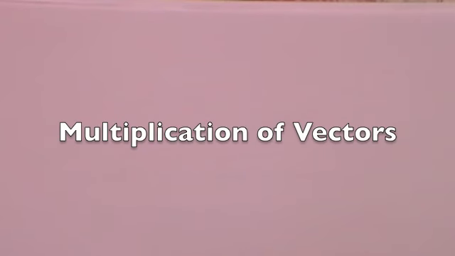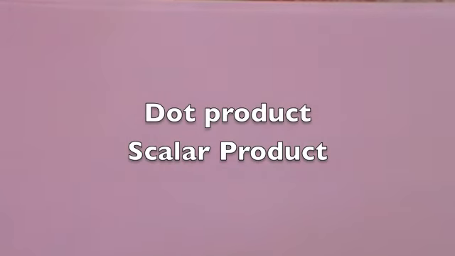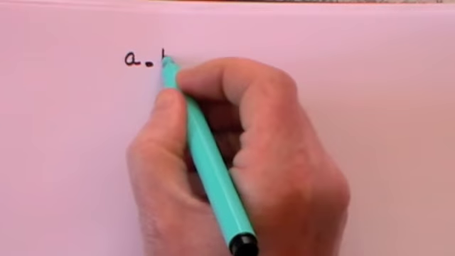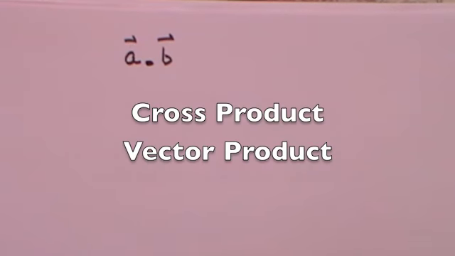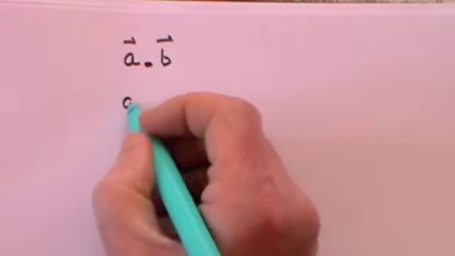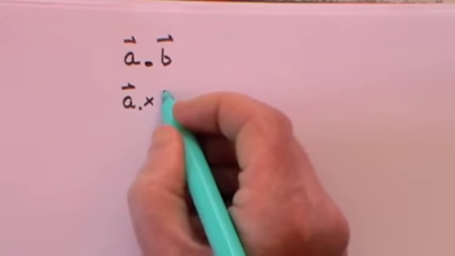We now move on to multiplication of vectors, and there are two classic forms of multiplication. One is called the dot product, represented by a dot, sometimes called the scalar product, and that would be represented as A dot B. The other is called the cross product, or vector product, and that is represented as A cross B. So A dot B is the scalar product, or dot product. A cross B is the cross product, or vector product.